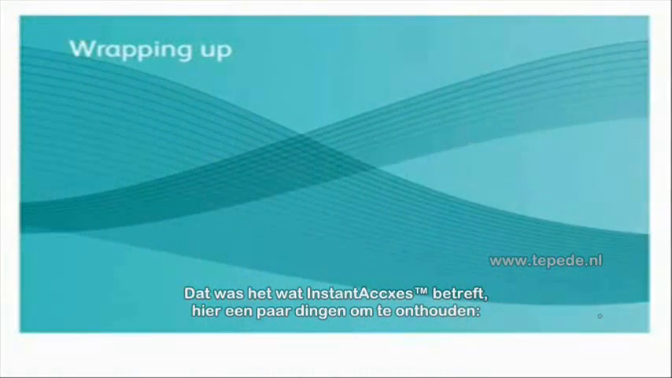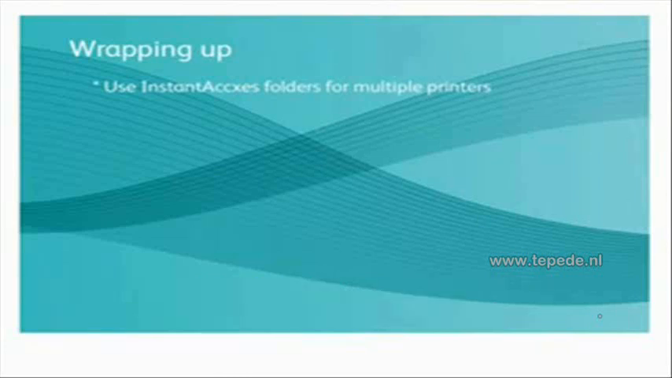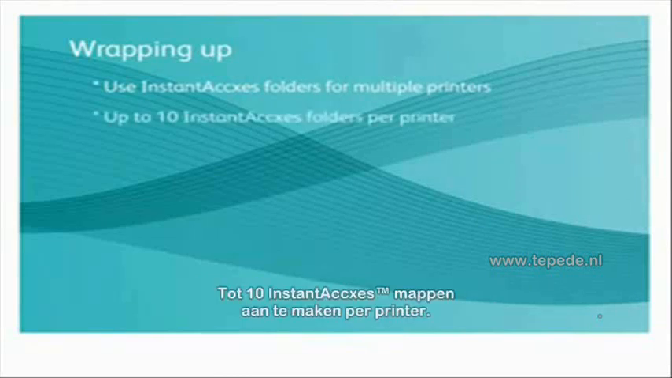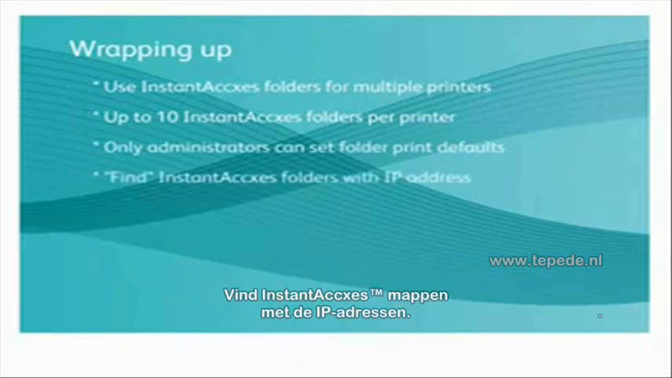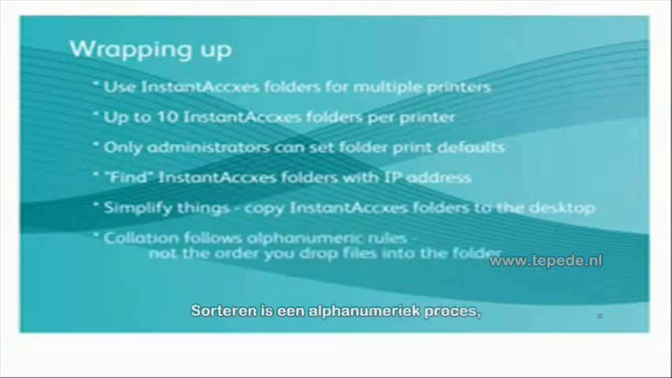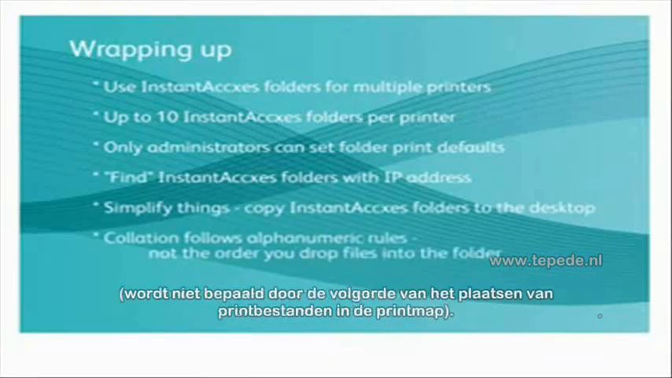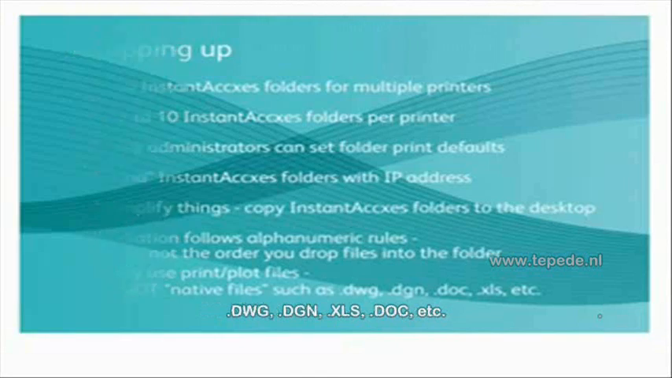Okay, that's it for Instant Access. A few points to remember. Use Instant Access folders for multiple printers in multiple locations. Up to 10 Instant Access folders per printer. Only administrators can set printer defaults. Find Instant Access folders with IP addresses. Simplify things by copying folders to the desktop. Collation follows alphanumeric rules. And only use print plot files, not native files such as drawing, DWG, and so on.